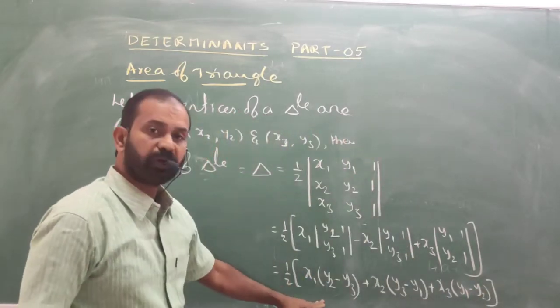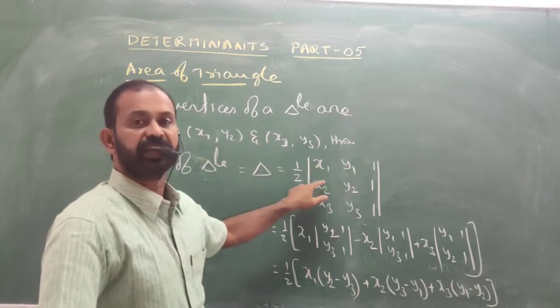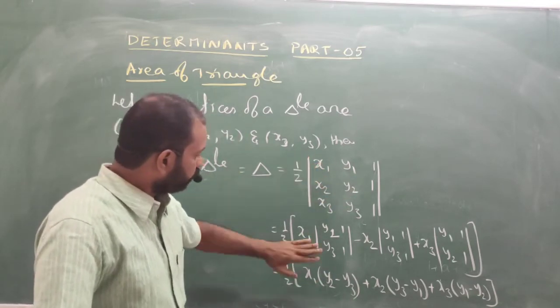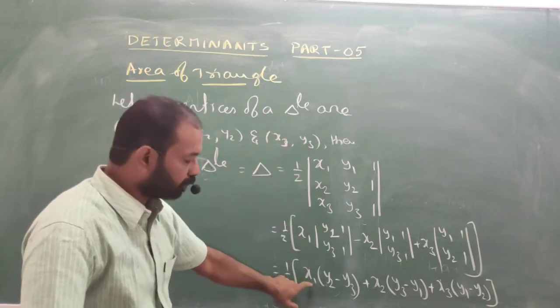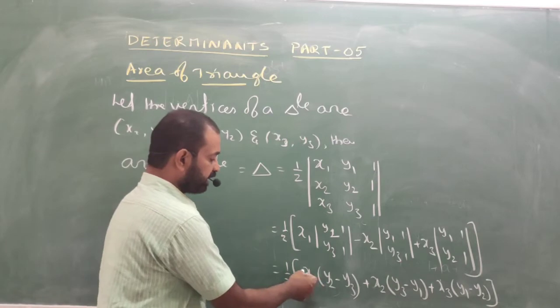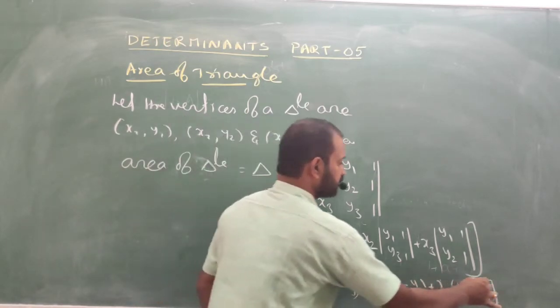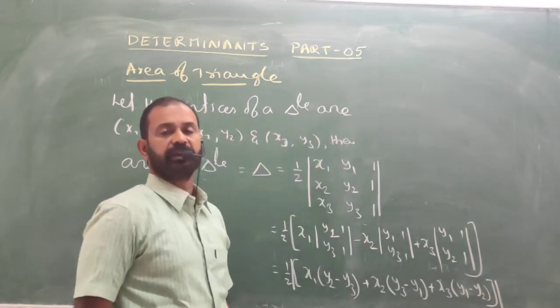So whatever formula we have learned in the lower classes, same thing we are writing in determinant form. Now we are using determinant form, not this lower class form. Now here, whenever we are writing this, we are taking the modulus. Why? Because the area cannot be negative.